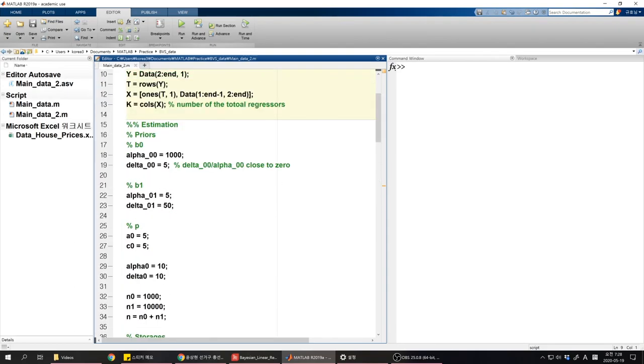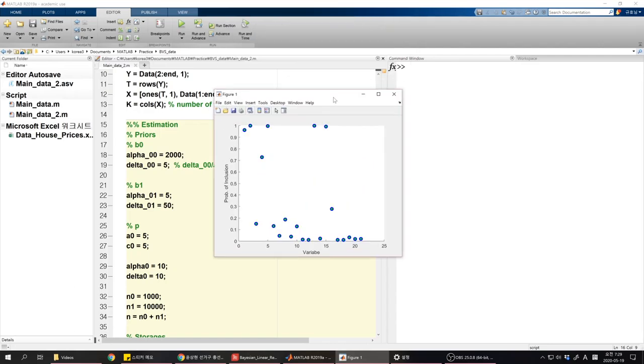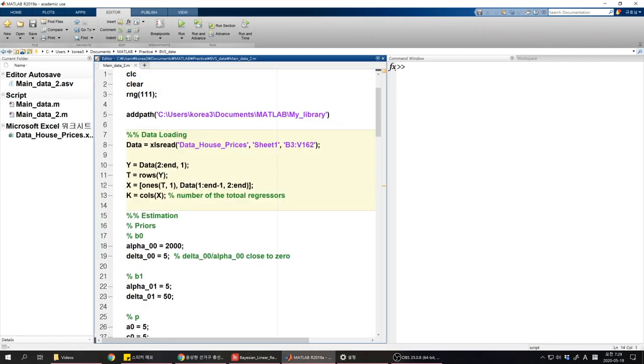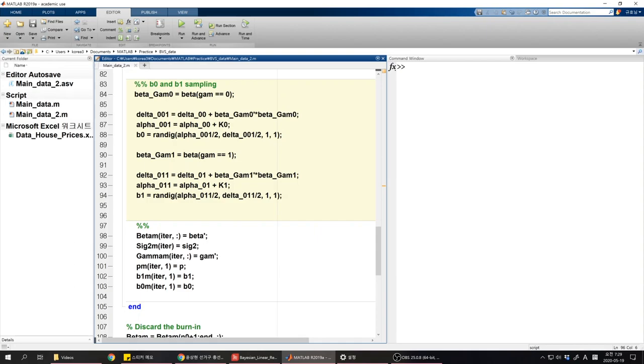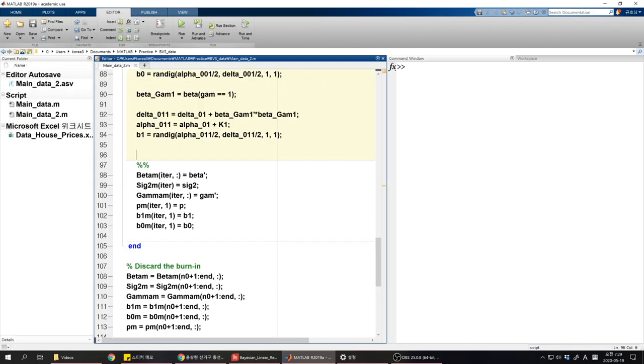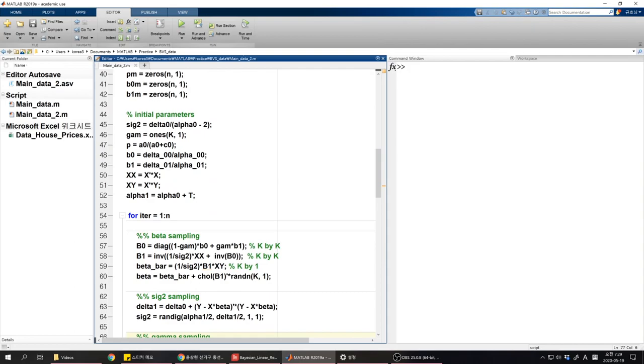Anything else to change? Let me try with, say, 2000. Quite similar, there's not much difference. So I think we are done with sampling the parameters. And then we are ready for forecasting the one-period-ahead, or one month ahead, house prices using this algorithm.